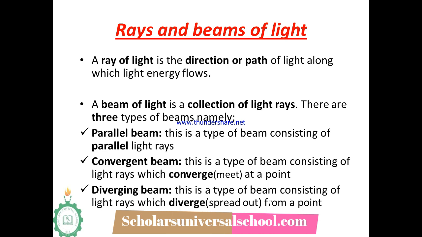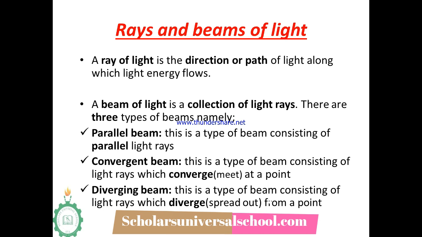A beam. Now, we have three types of beam, which I will explain here. We have one, the parallel beam. This beam consists of just parallel light rays. All the light rays in this beam are parallel to one another. And the second one we have the convergent beam. This type of beam consists of light rays which converge at a point. What does converge mean? Converge means that all light rays meet at one point.